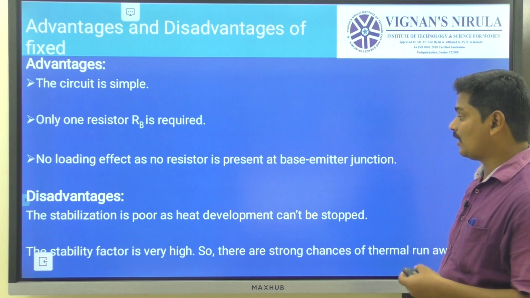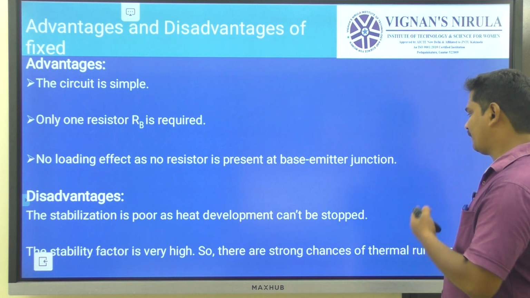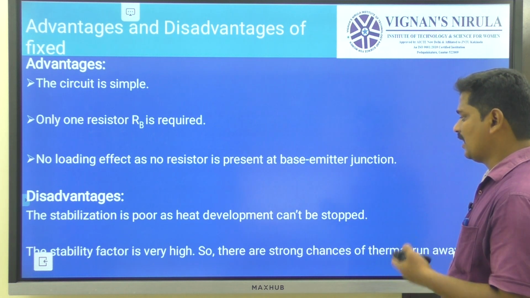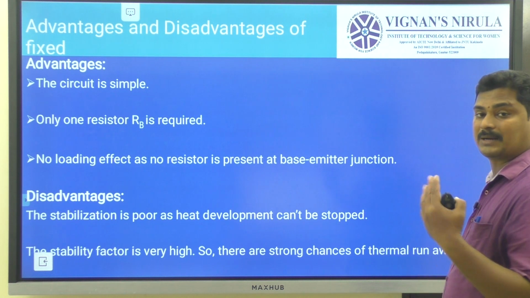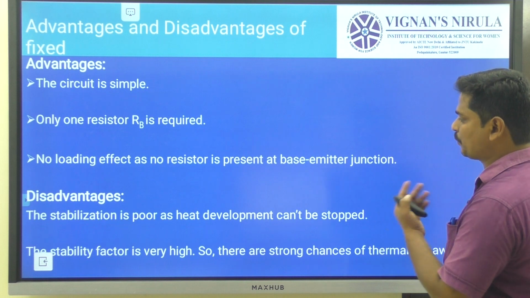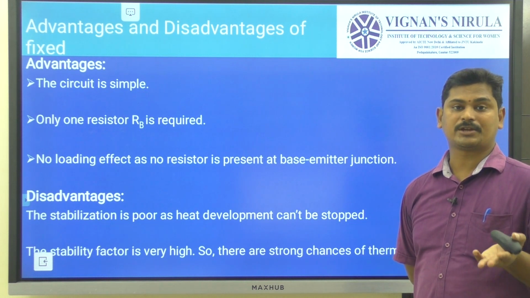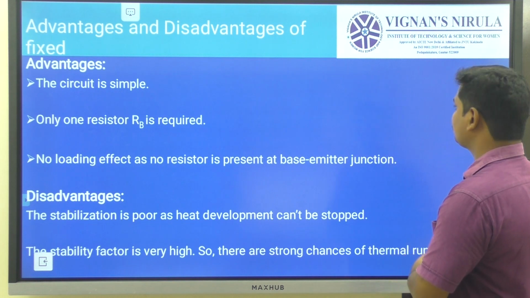And the drawbacks are that the stabilization is poor as heat development can't be stopped, and the stability factor is very high, so there are strong chances of thermal runaway. Due to this poor stability, the effect of temperature is very high on your circuit, and due to that the Q point will be changed.